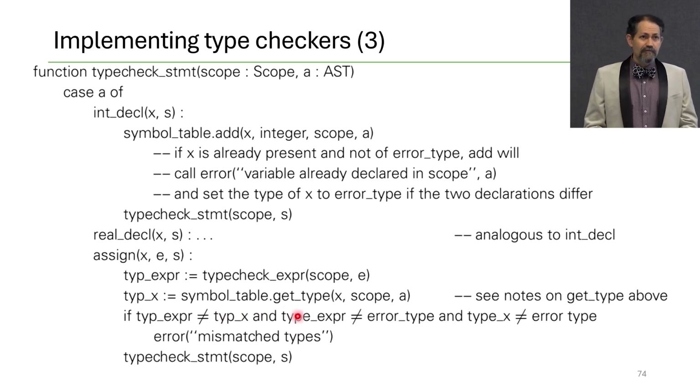We look up in the symbol table what the current type of x is, and then we check, is that the same as the expression on the right-hand side? So if the types are different and neither one is an error type, then we'll report a mismatched type error. Otherwise, we go on and type check the rest of the program.